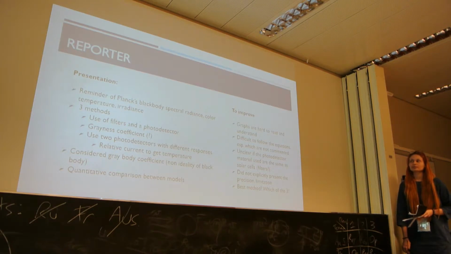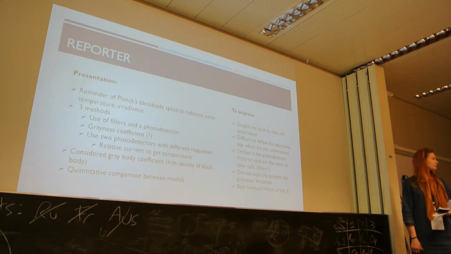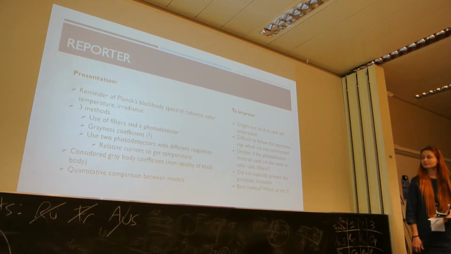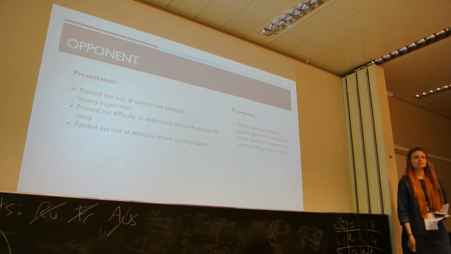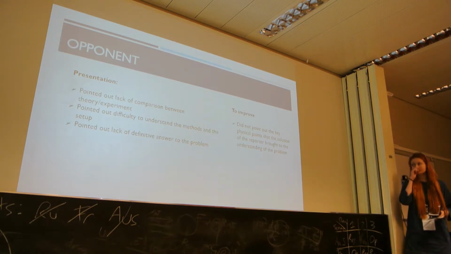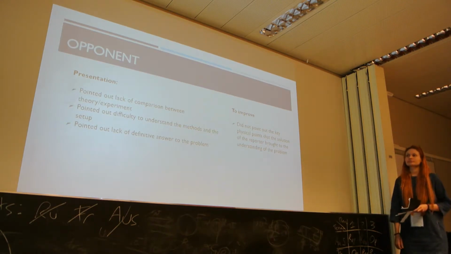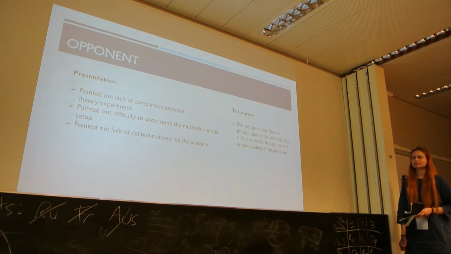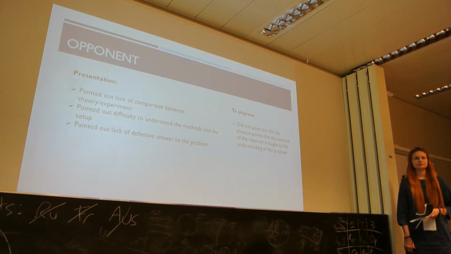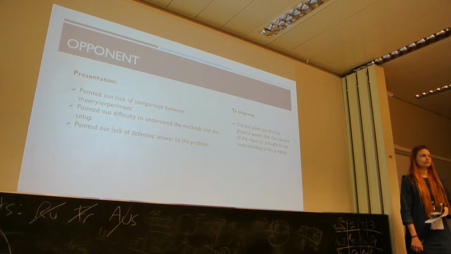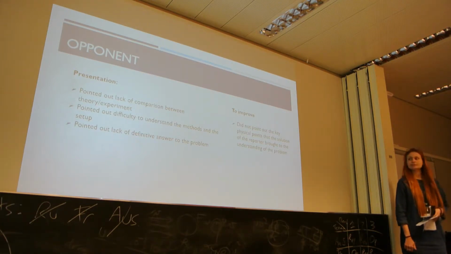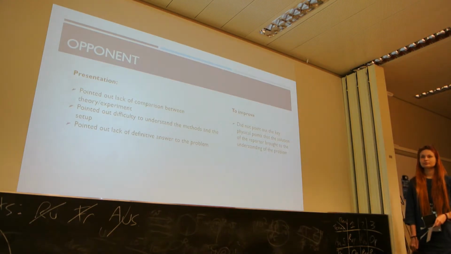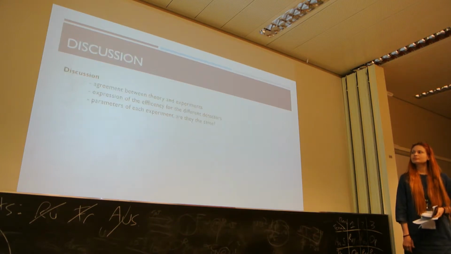They proposed three methods, which is good for variety, but we didn't understand which one was the best for what case. These weaknesses were also pointed out by the opponent. They also pointed out the lack of theory, the lack of comparison between theory and experiments, how it was difficult to follow certain parts of the presentation, and the lack of a definitive answer to the problem. From the opponent, I would have liked a quick summary of the key physical points that the reporter's solution uses for their methods.